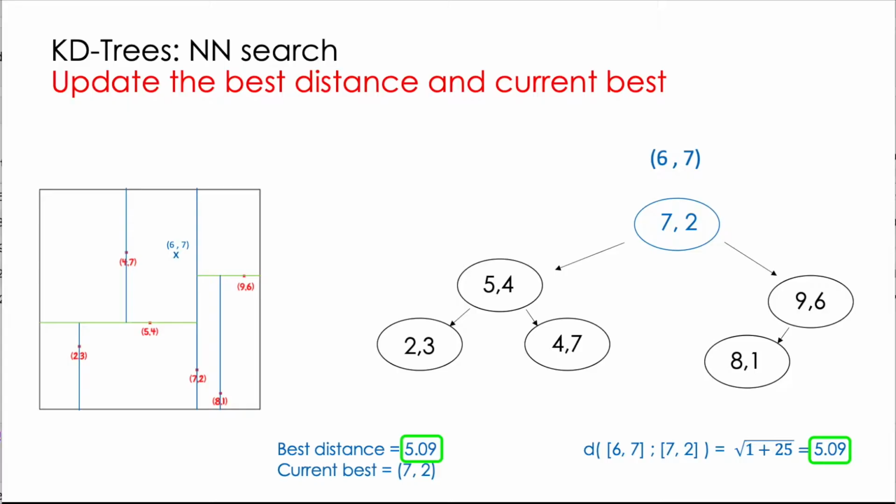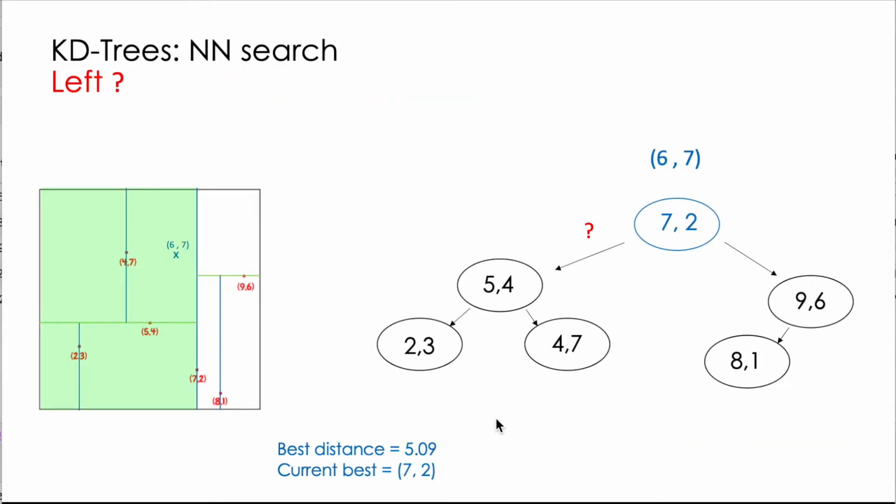After we update this, now we need to decide in what direction we will move down the tree. Shall we go to the left side of the tree, or shall we go exploring the right side of the tree? The left and the right are also associated with the left and the right side of the plane. How do we decide this? It turns out it's very easy. We just need to choose the side where our query is located. In this case, our query is on the left side of this cut produced by the root, on the left side of the 7.